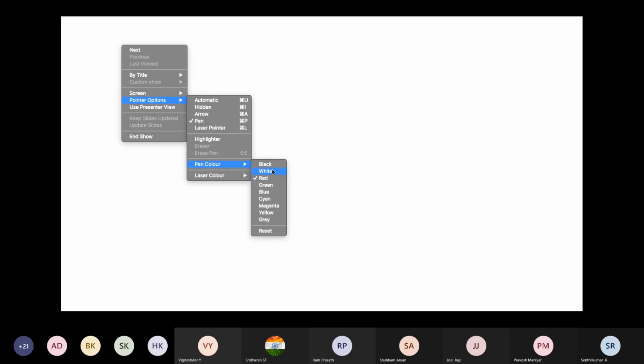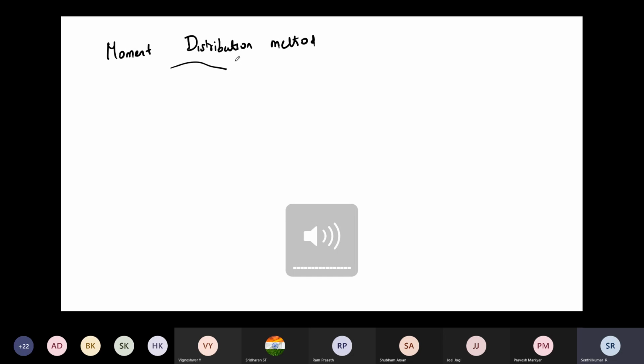So, moment distribution method. We are going to distribute the moments. That is the main moment distribution method. This method was developed by Professor Hardy Cross. Okay, and it's like an iteration method. It won't give you an exact solution.